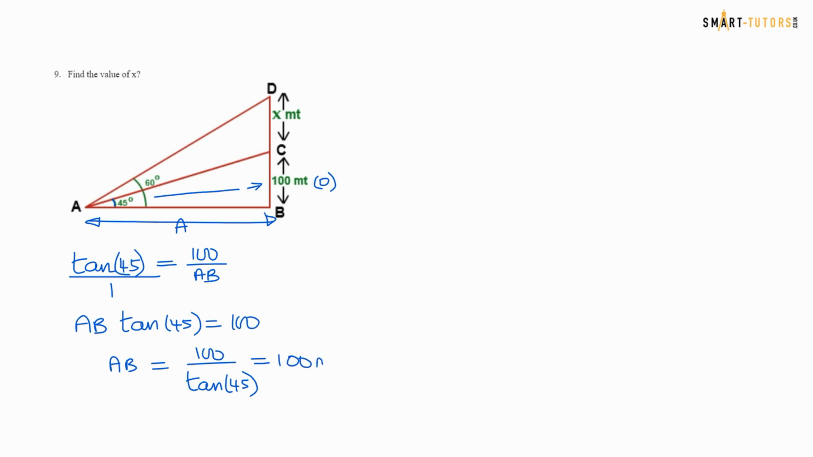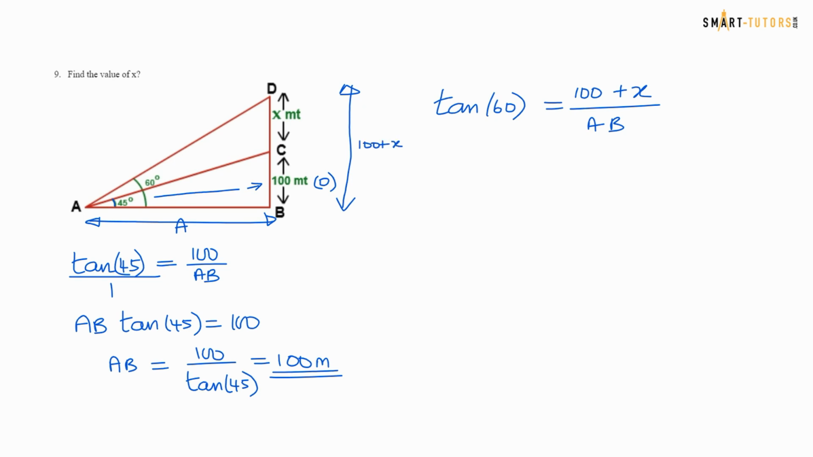So 100 meters is the AB. Now the x is going to become here. If you concentrate on tan 60, this is the angle, opposite is what? 100 plus x divided by AB. The reason I put 100 plus x is that the total length from here to here is 100 plus x for the big triangle. And the adjacent is the same as the AB length, which is 100.